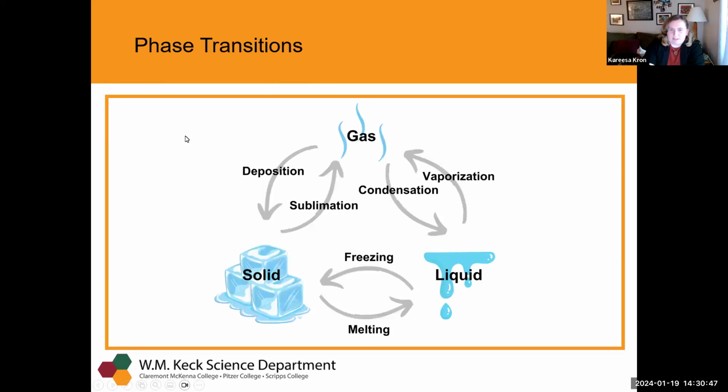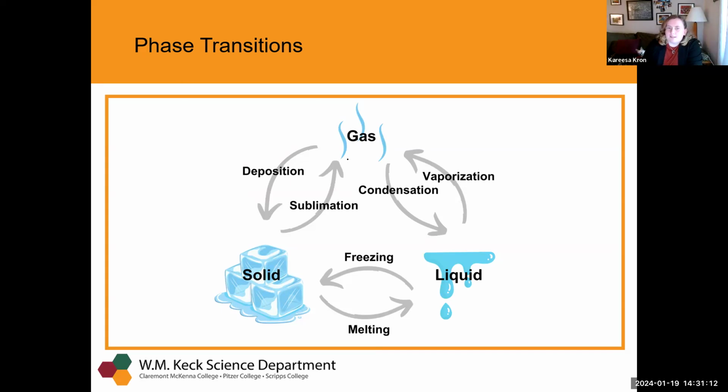So phase transitions. This past week, we talked about different phases and how they relate to intermolecular forces. And today we're going to name the processes by which we move between different phases and talk about how we describe them quantitatively in terms of temperatures, in terms of enthalpy, in terms of the amount of heat it takes to move between these phases.